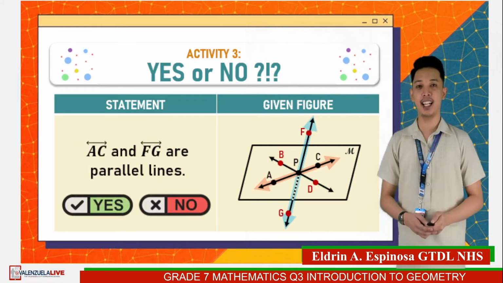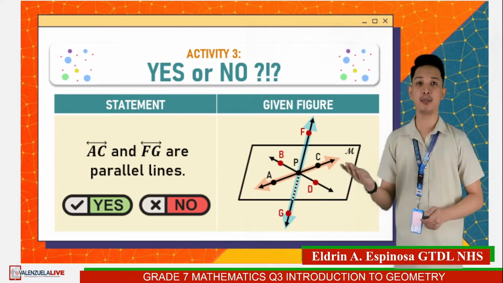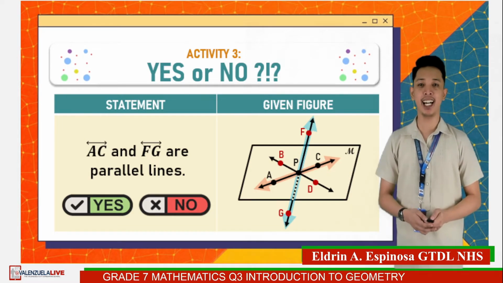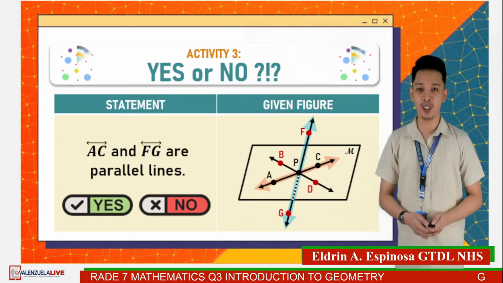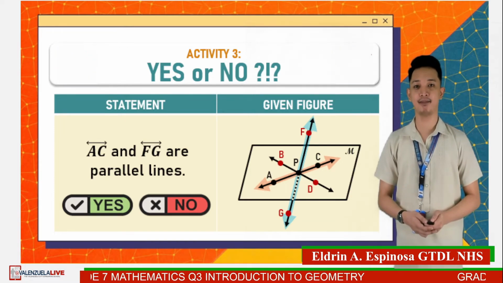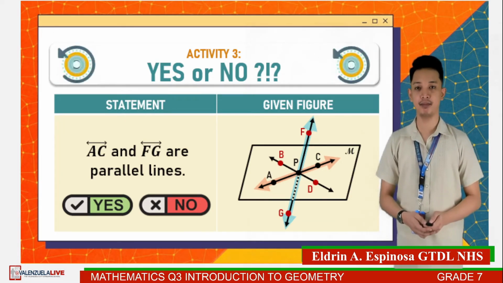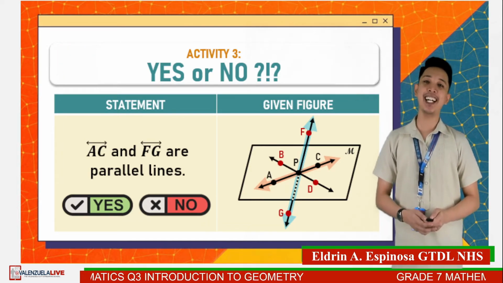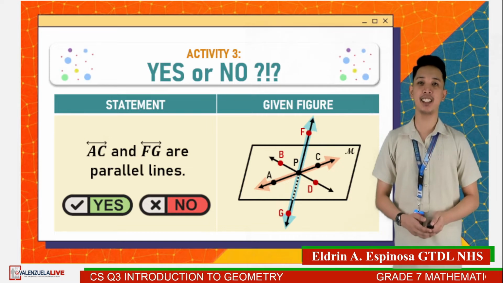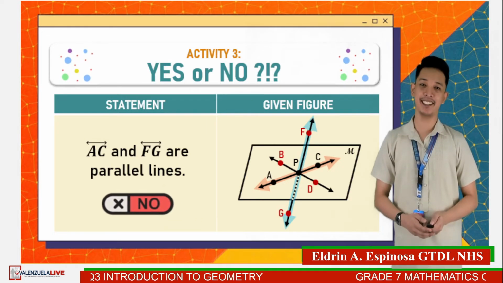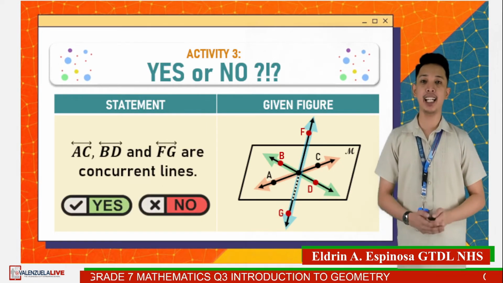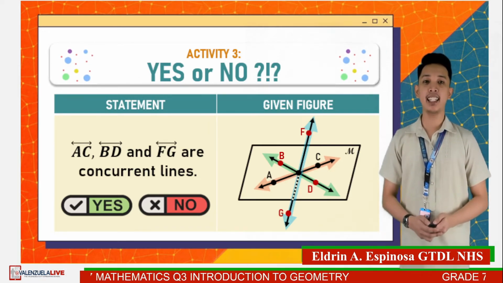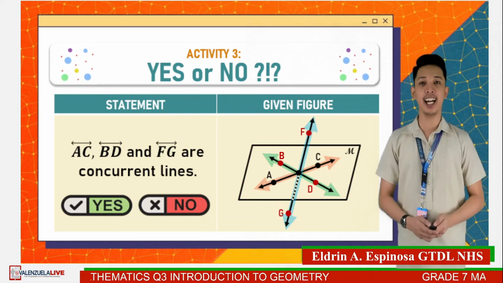Next statement. Line AC and line FG are parallel lines. Yes or no? Go! Alright, the correct answer is no. And for the last statement, line AC, line BD, and line FG are concurrent lines.